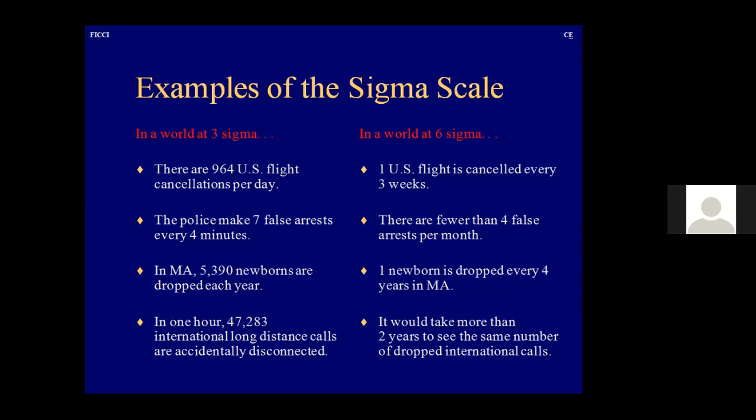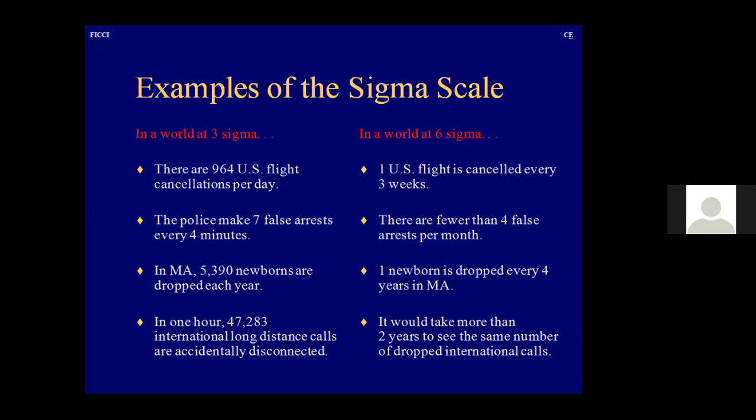Even for the police in security, if the police make 7 false arrests in 4 minutes, there will be less than 4 false arrests in 1 month. So what we are achieving in 4 minutes would be spread over 4 months. That shows the extreme improvement in quality when the working goes up to the Six Sigma level.